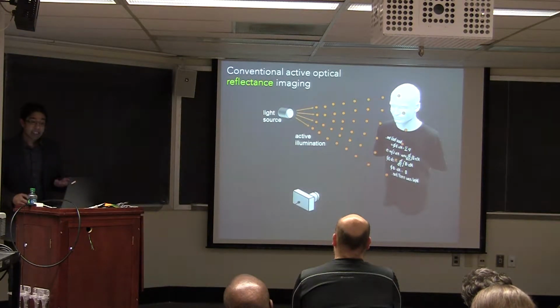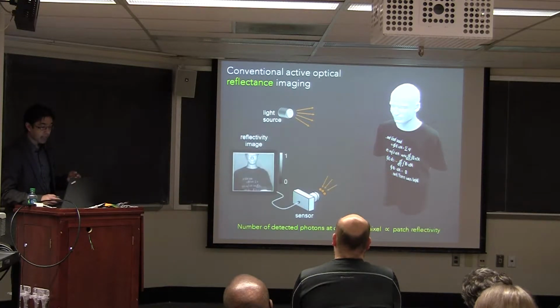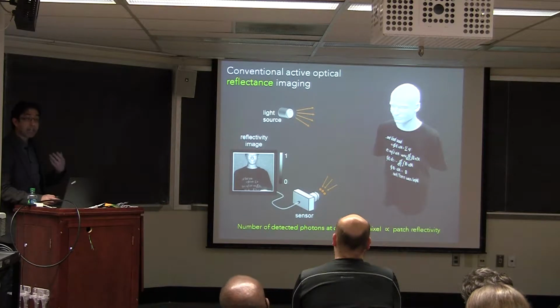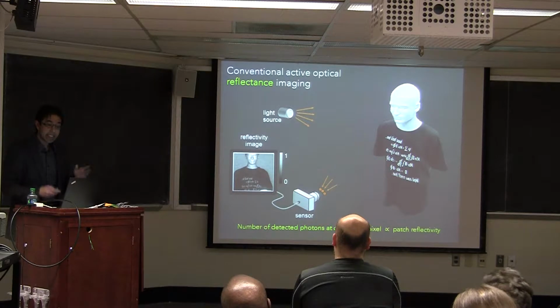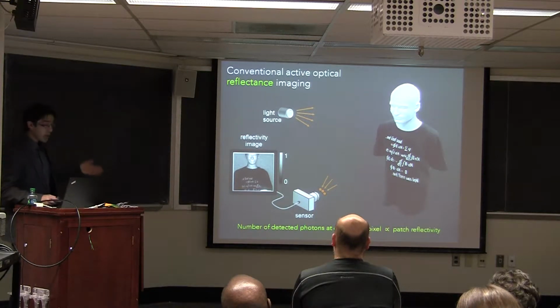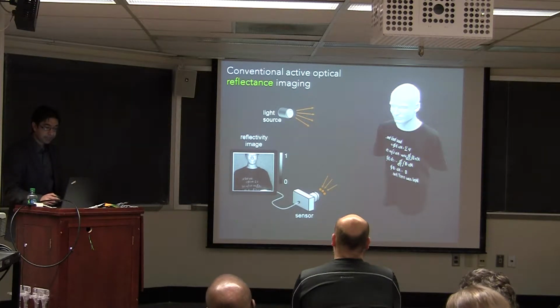In conventional reflectance imaging, a scene is illuminated with a light source, and some of that light reflects back toward a sensor. The sensor will generally have an array of photodetectors, and focus of the reflected light onto that array gives spatial resolution from the scene. Quite simply, the number of photons detected at any one sensor pixel is proportional to the reflectivity of the corresponding scene patch, and from this you get an image. So the number of detected photons is proportional to the patch reflectivity.